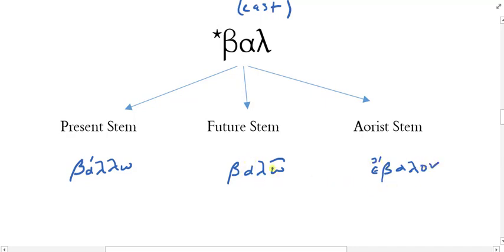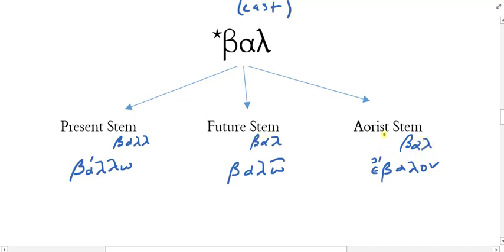Okay, now you don't know this yet. You don't even know the future. Okay, but here's what I'm going to show you. The present stem is beta, alpha, lambda, lambda. The future stem, beta, alpha, lambda. The aorist stem, this is an augment that is part of the aorist formation, but it's not part of the stem. And the omicron and nu are the connecting vowel and the personal ending. When I strip all that off, I'm left with ball.